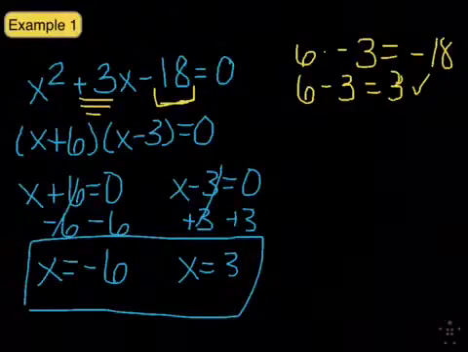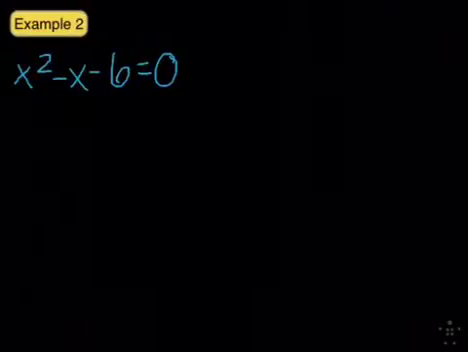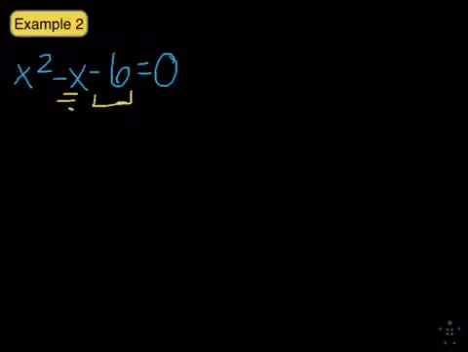Let's try another one. x squared minus x minus 6 equals 0. Same deal. You're saying, okay, what numbers will multiply to negative 6, then when I combine them together, I get a negative 1. Remember, it's a negative 1 in front of this x. And we're in good shape because it already equals 0, which is what we want it to be.